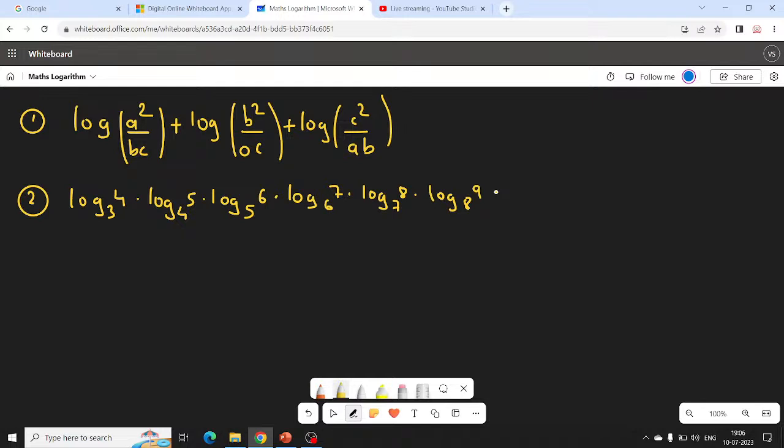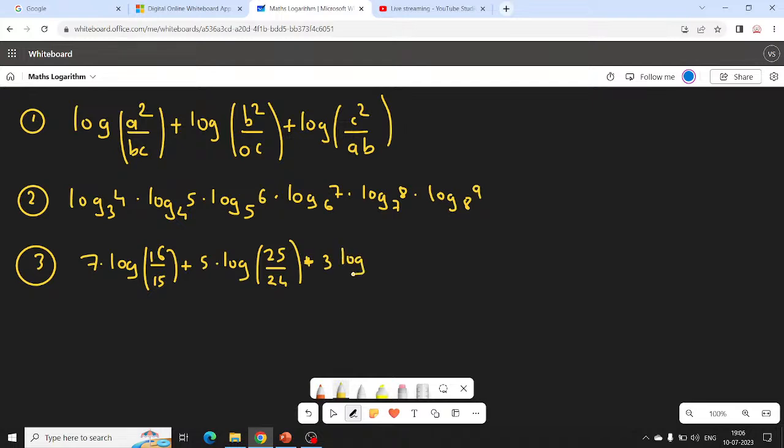Okay, try this question. Last one, take it as homework. 7 log 16 by 15 plus 5 into log 25 by 24 plus 3 into log 81 by 80. That's it.